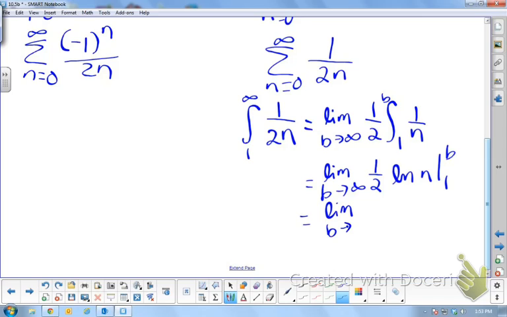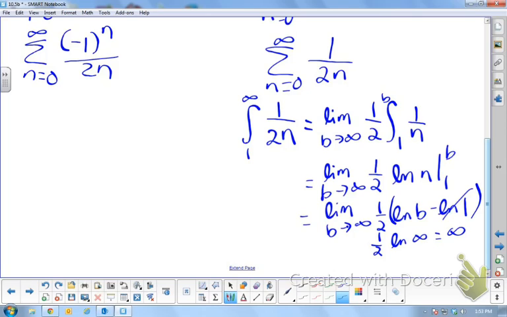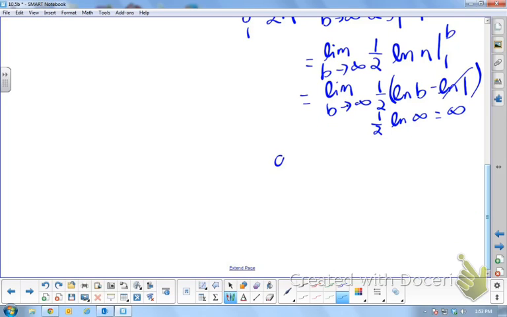You know, there's a lot to remember in calculus. There's just a lot going on. Ln of b minus ln of 1. Ln of 1 is 0. What's going to happen if we plug in infinity for b? Infinity. Gives me infinity. So this series diverges.